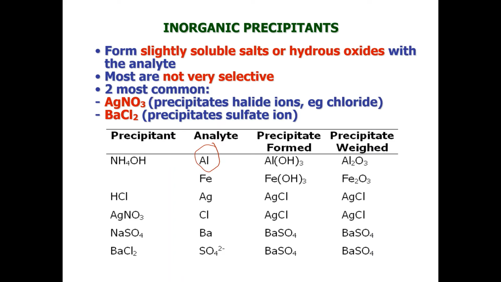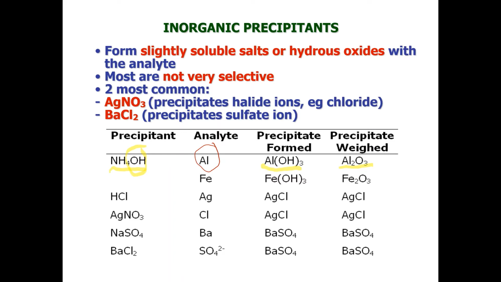Now, if you look over, the precipitant comes in the form of ammonium hydroxide. So you have your analyte and you add ammonium hydroxide. Not the whole ammonium hydroxide is the precipitant. Instead, only OH is the actual precipitant for it to become aluminium hydroxide. Aluminium reacts with the precipitant to form aluminium hydroxide, and this is the precipitate formed.